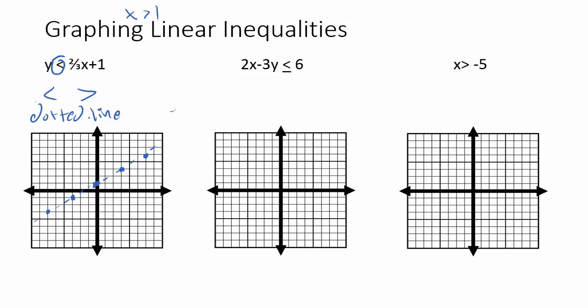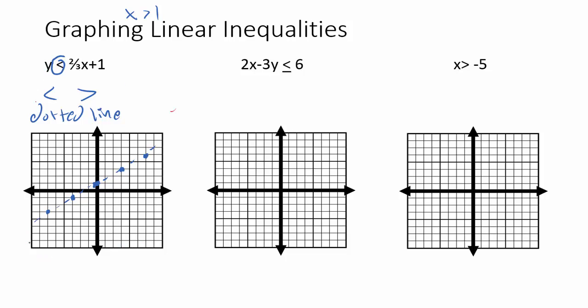Okay, so now that we've got our dotted line, we just have to decide which side of the graph to shade on. Okay, so I'll look at y is less than 2/3 x plus 1. I'm going to start by testing a point on either side of the line, because when we're graphing a two-variable inequality, we're either going to shade the points above the line or shade the points below the line.